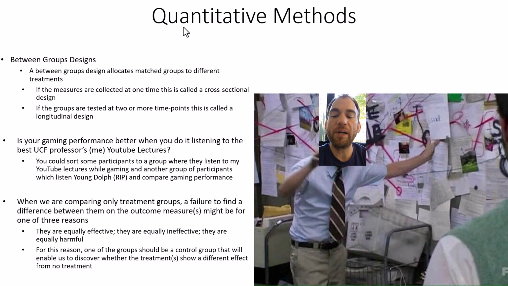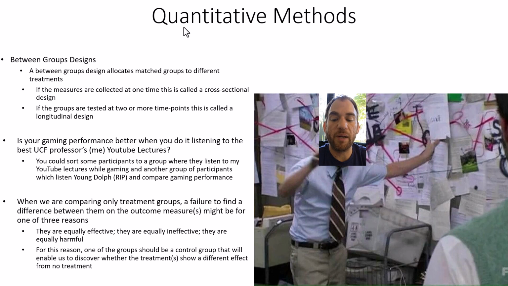However, when we are comparing only treatment groups, a failure to find a difference between them on the outcome measure might be for one of three reasons. One, they are equally effective. Two, they are equally ineffective. Or three, they are equally harmful. For this reason, one of the groups should be a control group that will enable us to discover whether the treatment shows a different effect from no treatment.